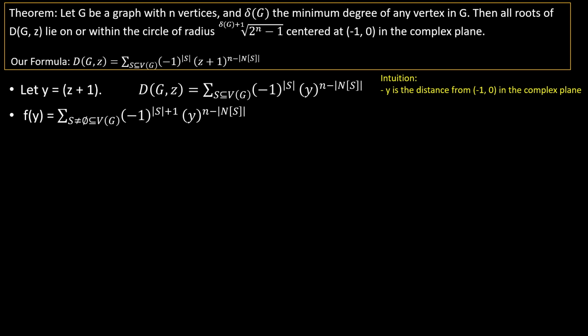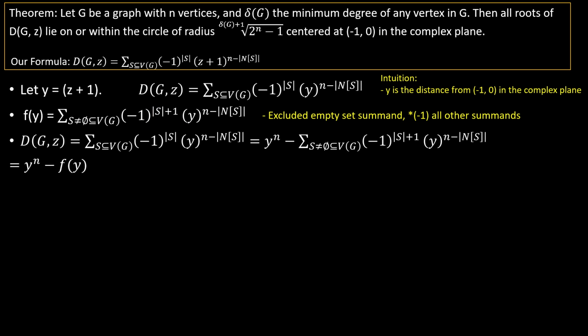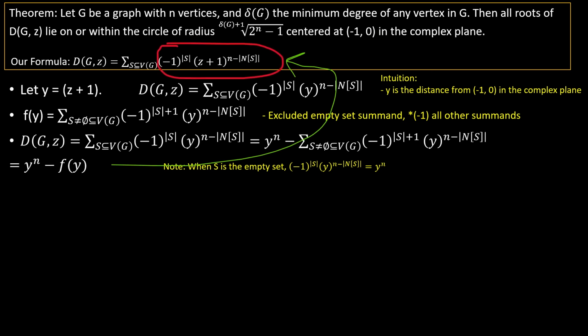Continuing, let's define a function f of y to be equal to this sum, which is almost the same as our formula for the domination polynomial, except that it excludes the summand corresponding to the empty subset and multiplies each summand by -1. What this allows us to do is rewrite the domination polynomial as y to the n minus f of y. As y to the n is just the term associated with the empty subset that we excluded from our first formula to form f of y, and f of y is just the negative of the rest of the sum in our first formula. So by subtracting it from y to the n, we have just an alternate representation of our first formula.